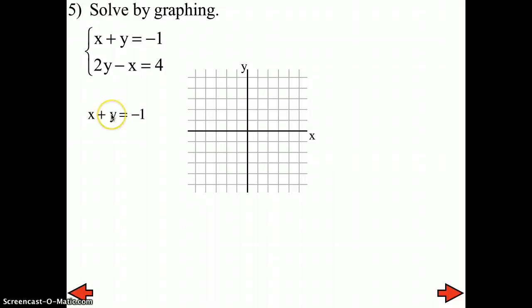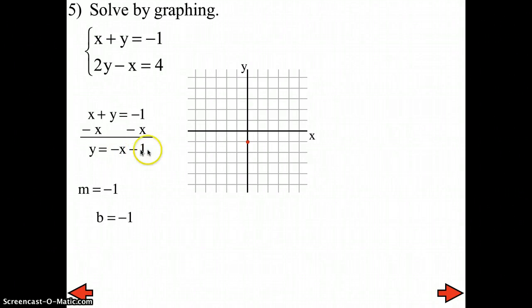I need to isolate my y by getting rid of my x. So I get y equals -x minus 1. Now that it's in slope-intercept form, I can identify the slope as -1 because there is an imaginary 1 right in front of that x. And my y-intercept is the -1.